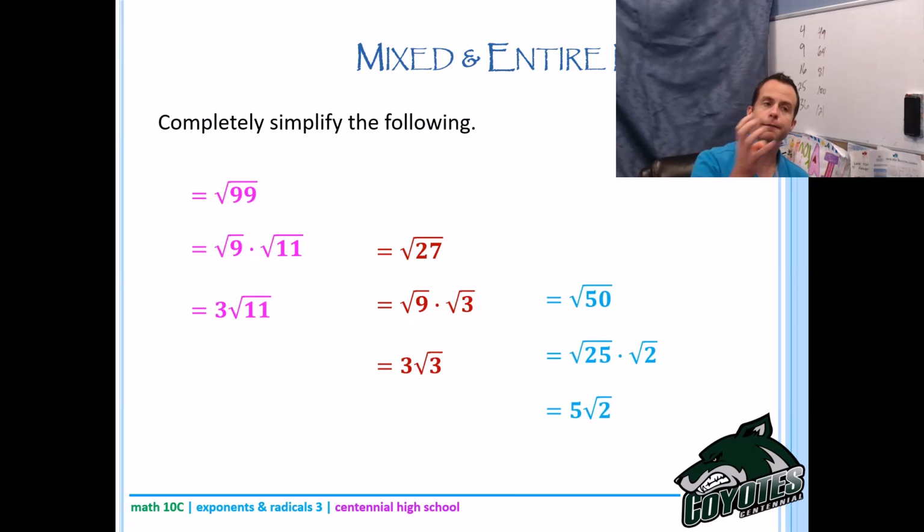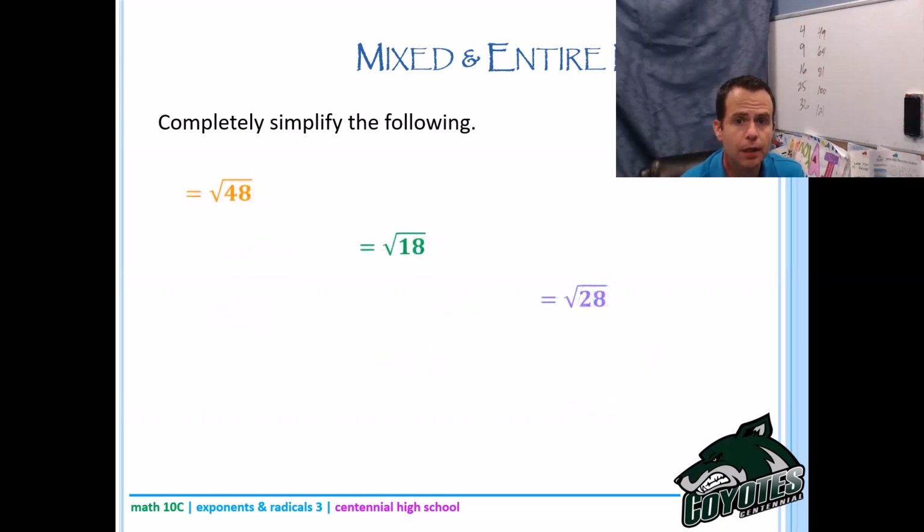The first question that we were doing was converting to an entire radical. If I want you to do that, it will physically say, convert the following to an entire radical. If the question says simplify, it's always this that you're doing. It's always trying to make the radicand as small as possible. So root 48, root 18, root 28. I would love it if you paused me for a sec.